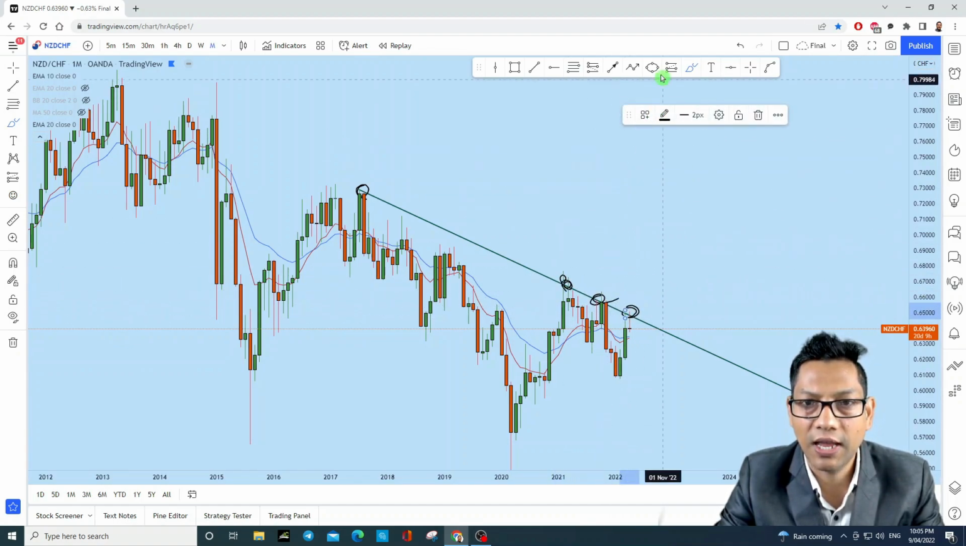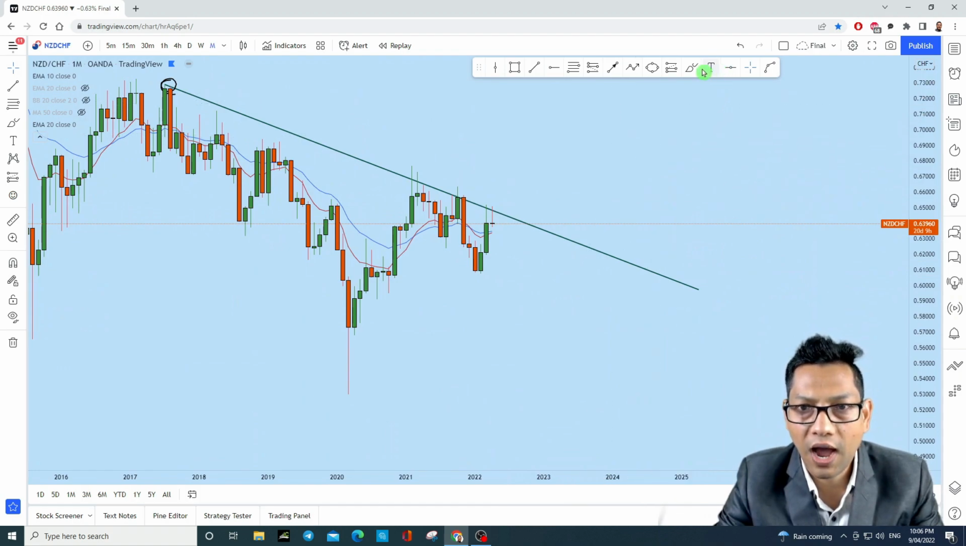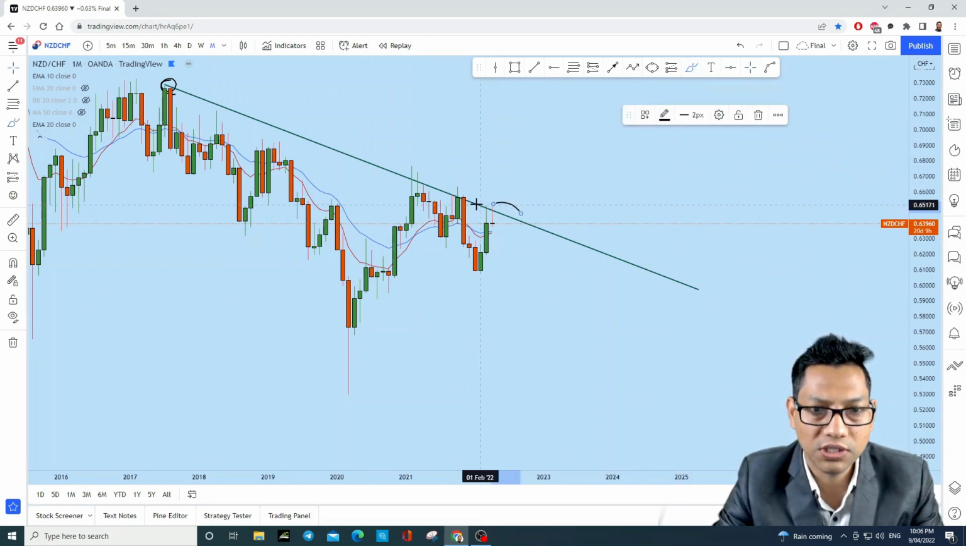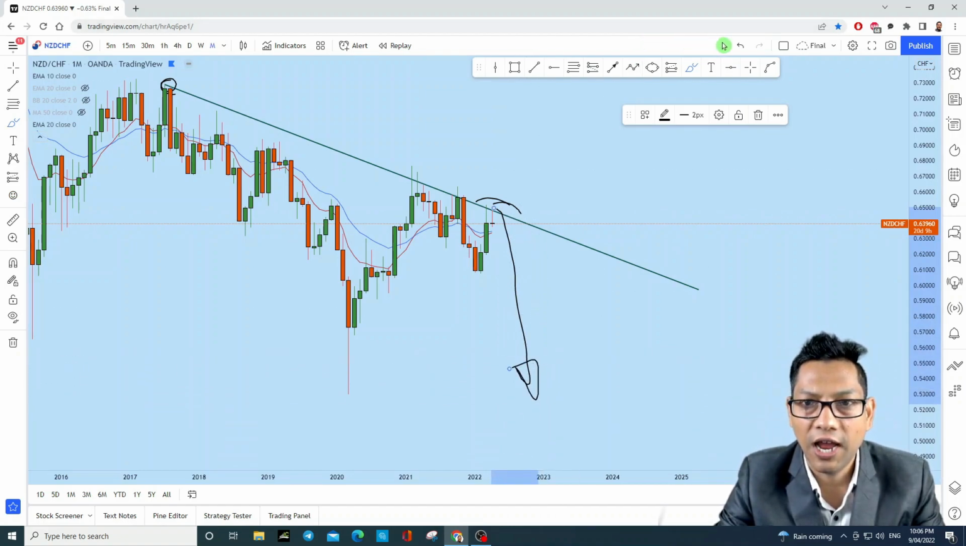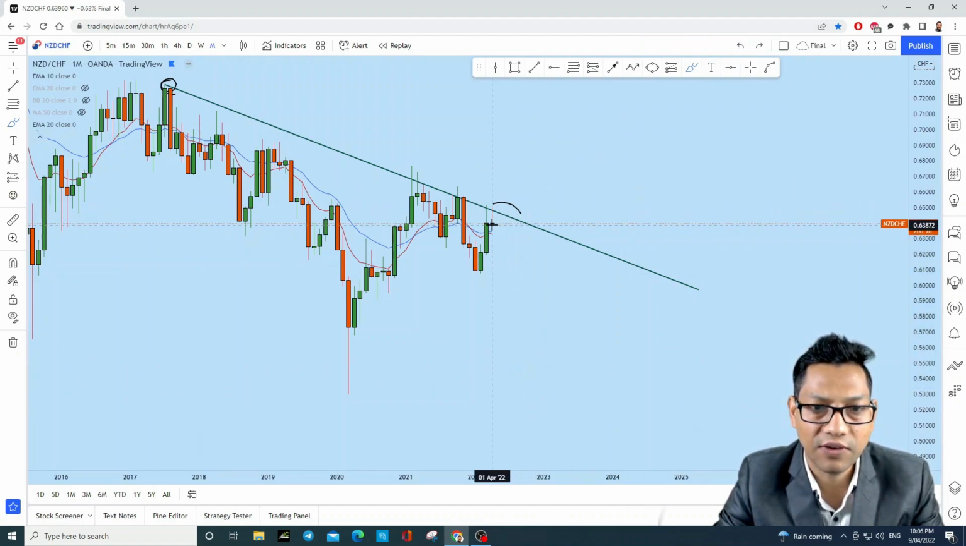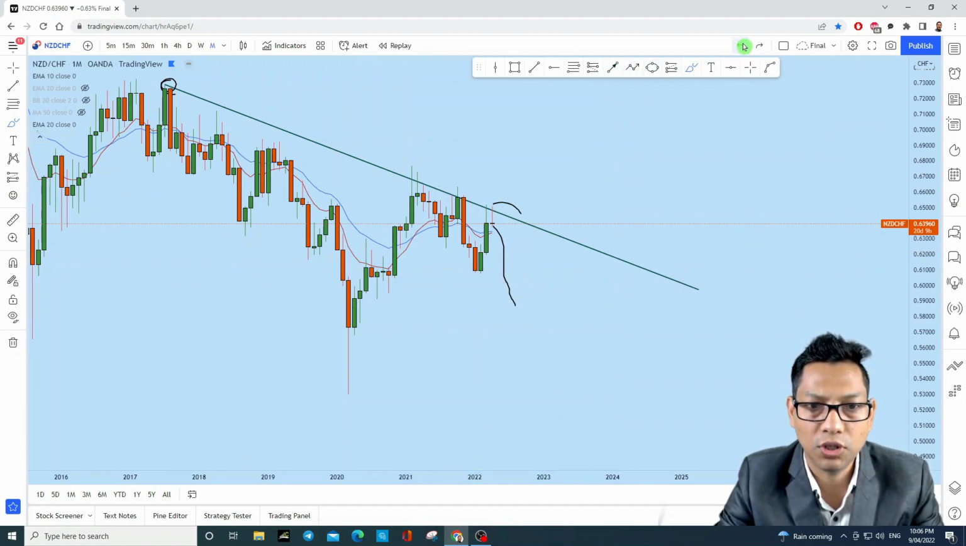and resistance. And one important clue on this monthly time frame is that the price created a lower high below this resistance. It's a strong sign of bearish pressure, and we might see NZDCHF dropping and creating a new lower low. So it could be a good trading opportunity in this instrument.